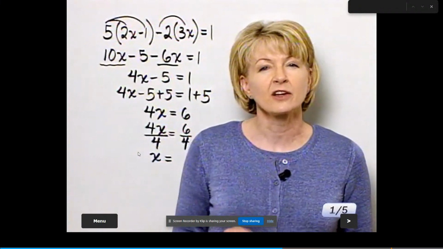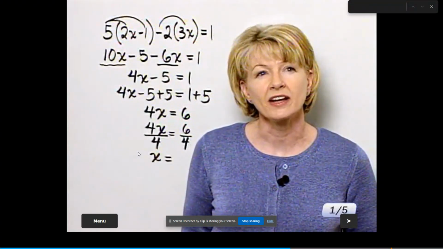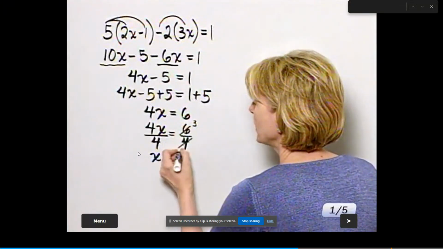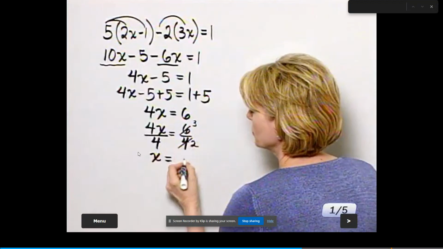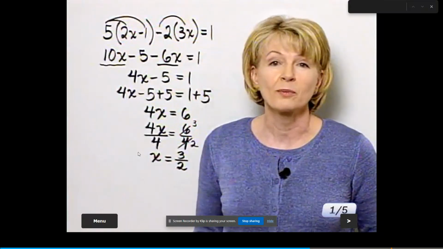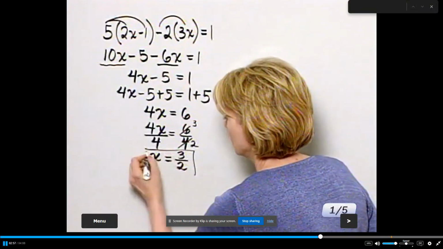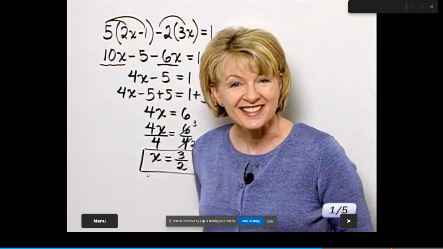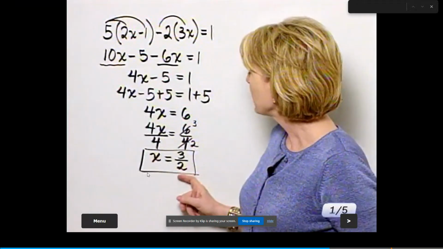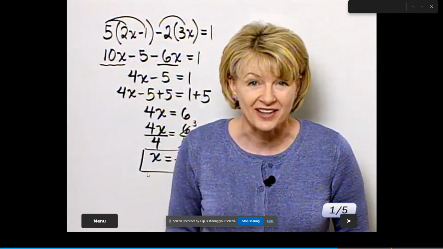The right side is 6 over 4, but let's go ahead and simplify. 6 and 4 have a common factor of 2. 6 divided by 2 is 3. 4 divided by 2 is 2. So, in simplest form or lowest terms, it is 3 halves. Notice I have it in the form so I can see the solution, 3 halves. How do you check? You check by replacing x with 3 halves in the original equation.